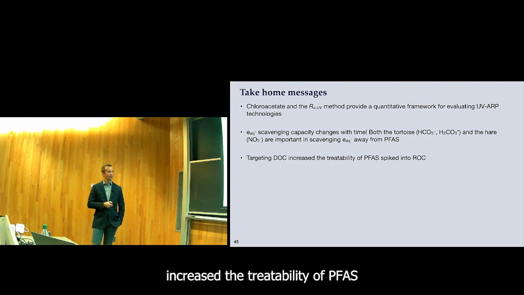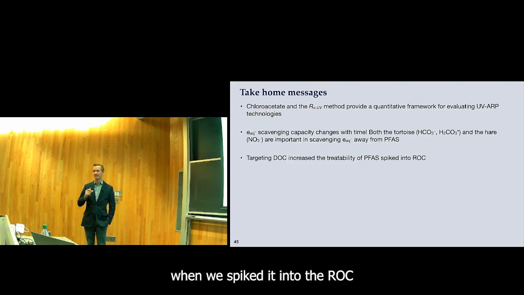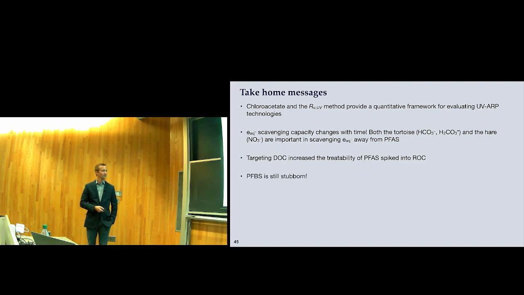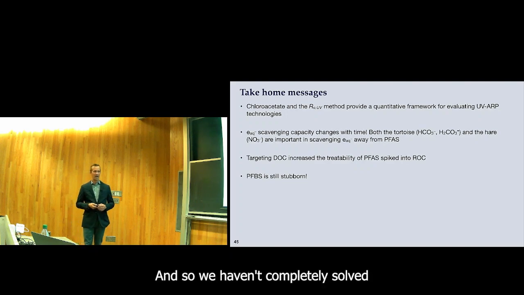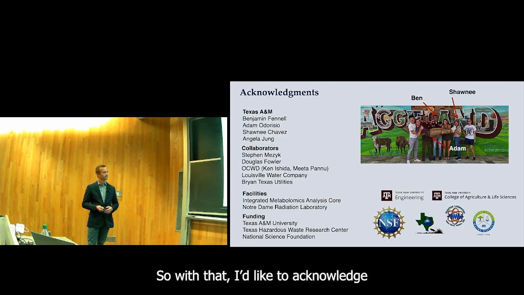Targeting DOC increased the treatability of PFAS when we spiked it into the ROC, and so that was one step of the puzzle. The other is tackling, how do we get rid of nitrate faster? PFBS is still stubborn, and it's not just for UV-ARP, it's for other degradation technologies as well, and so we haven't completely solved that either.